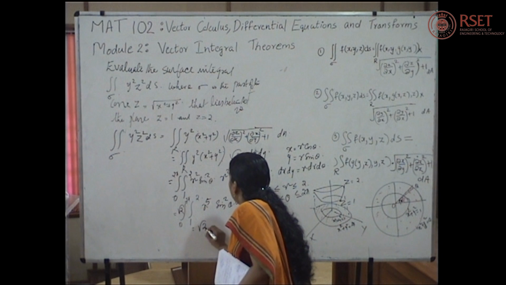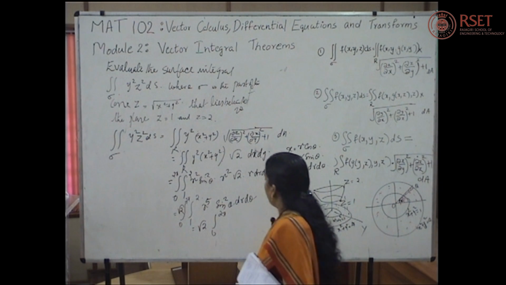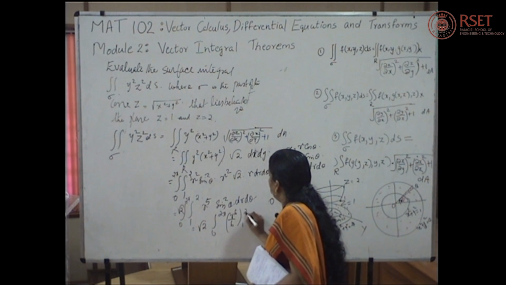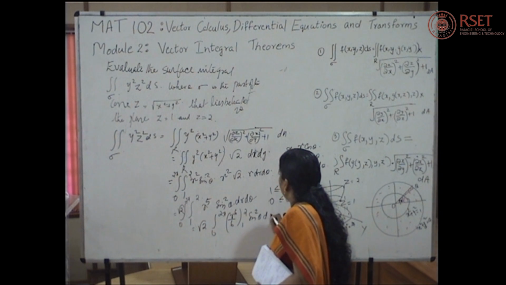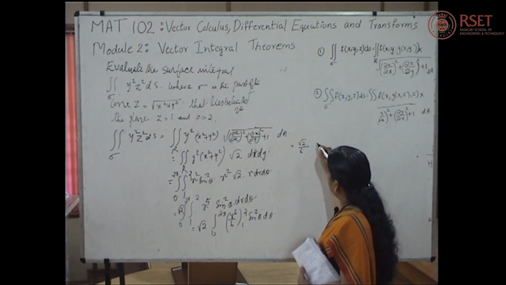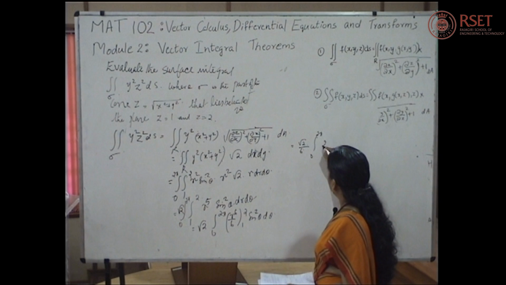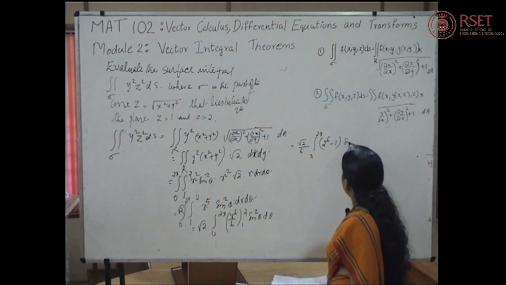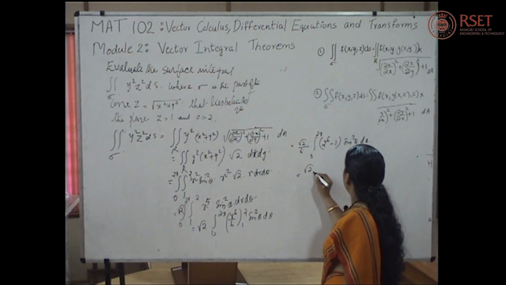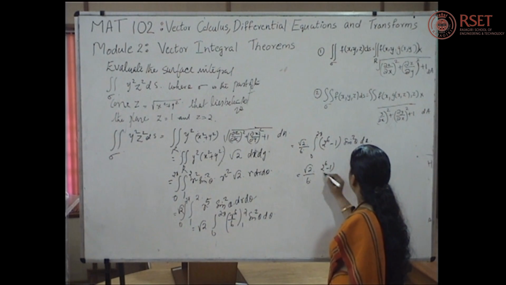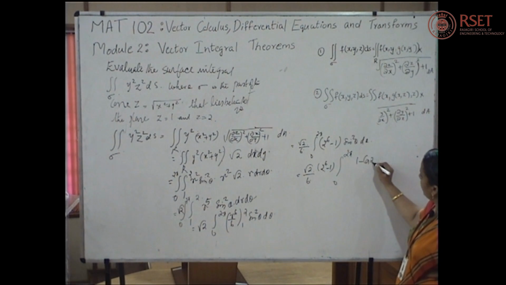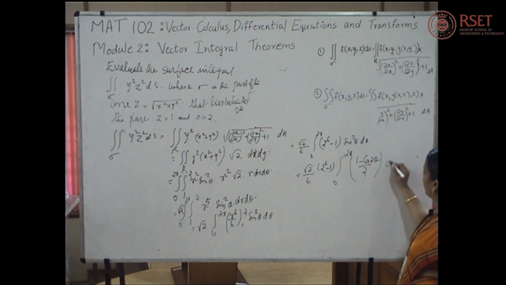Now root 2 times the integral from 0 to 2π, integrating with respect to r, r⁶/6 from 1 to 2, sin² θ dθ, equals √2/6 times the integral from 0 to 2π of (2⁶ − 1) sin² θ dθ. Next, integrating with respect to θ: √2/6 (2⁶ − 1) times the integral from 0 to 2π of sin² θ, which equals (1 − cos 2θ)/2, dθ.